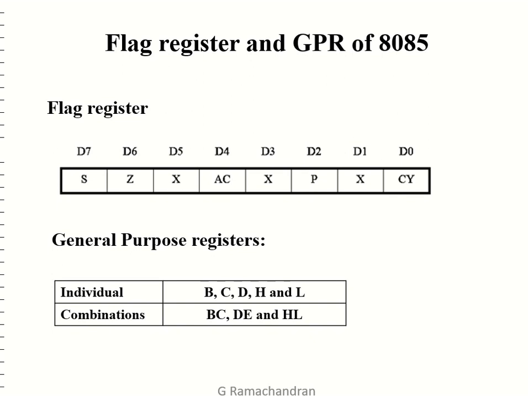Flag register and general purpose registers of 8085 are shown in the figure. It consists of an accumulator. The flag register consists of sign, zero flip-flop, auxiliary carry, parity, carry, etc. The general purpose registers are B, C, D, E, H and L.